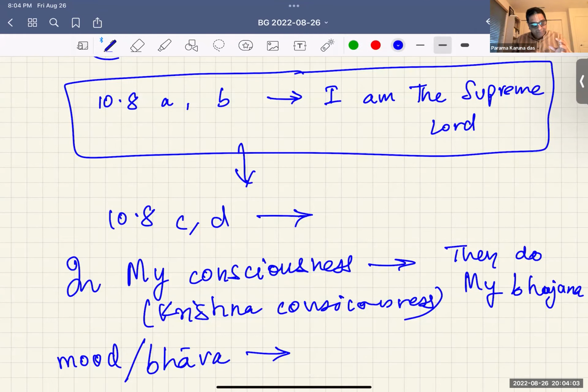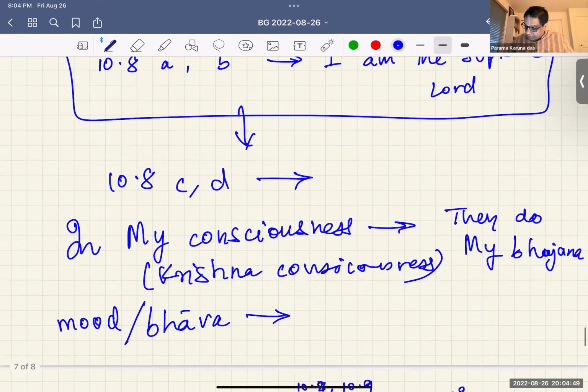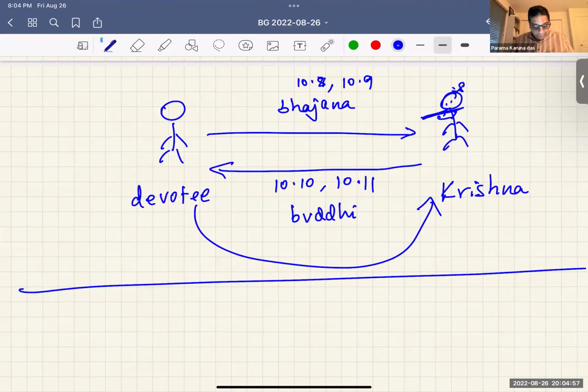Okay, so this is showing the internal mood of a devotee. In my consciousness, they are showing a lot of love. The next verse will show the external actions, which is kathayantas cha mam nityam, doing my katha, and with each other, not alone, with each other, parasparam. So getting together, association of devotees is coming up in this verse as well, 10.9, which we will cover next time. So with a lot of love, they do my bhajan, knowing that I am the Supreme Lord. All right. That is 10.8. Next time we will continue with 10.9.